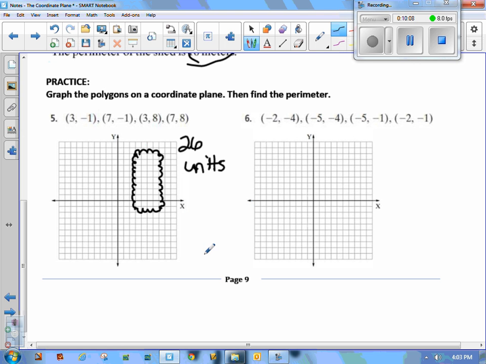I want you to pause the video, take a couple minutes, and graph these coordinates here on number 6. You, again, can connect all the dots with your pencil and count each unit around to find the perimeter. When you are done, then we will move on to the last bit of polygons on the coordinate plane.